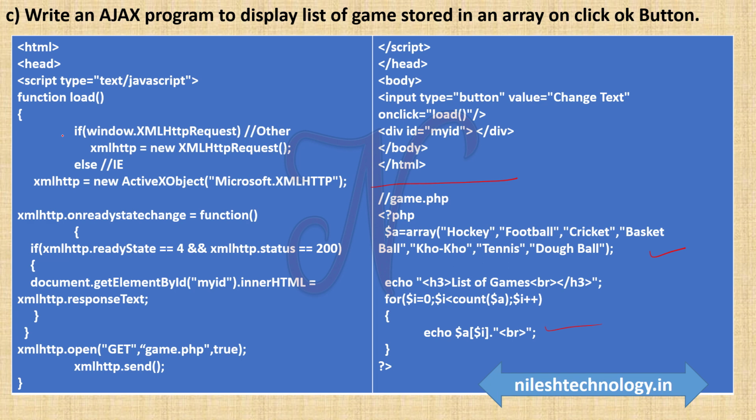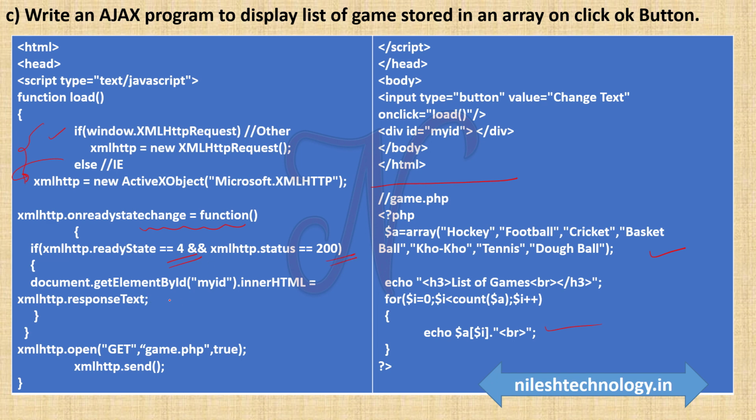If your browser is Internet Explorer, then it goes to the else part. If it is Mozilla Firefox or Google Chrome, then it goes to the if statement and creates the object of XMLHttpRequest. So by using if else we create the XMLHttpRequest object, and then on ready state change we call the function, if the ready state change and status is 200.